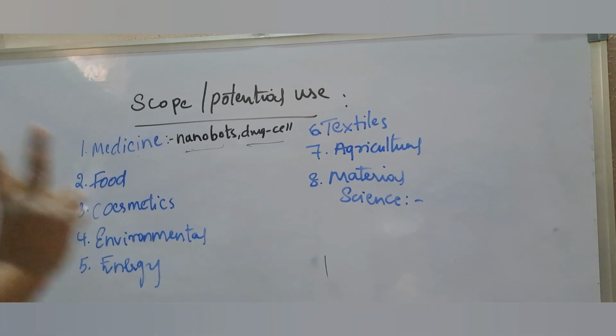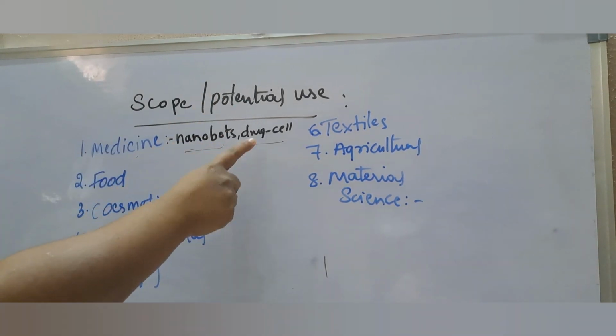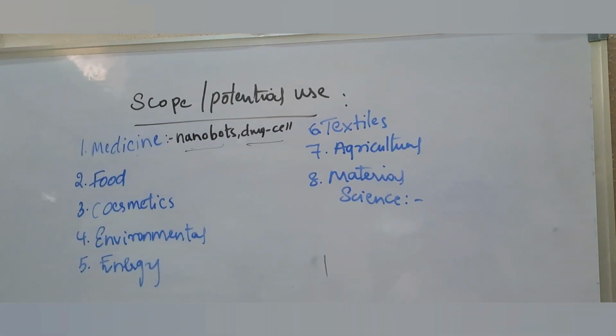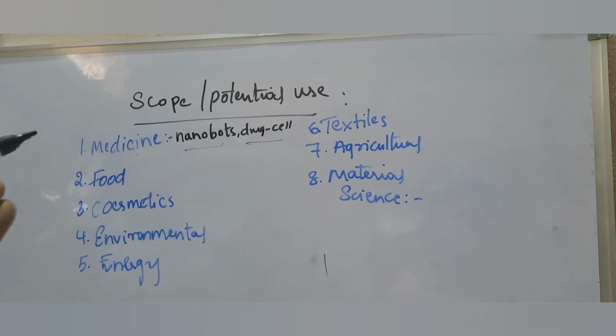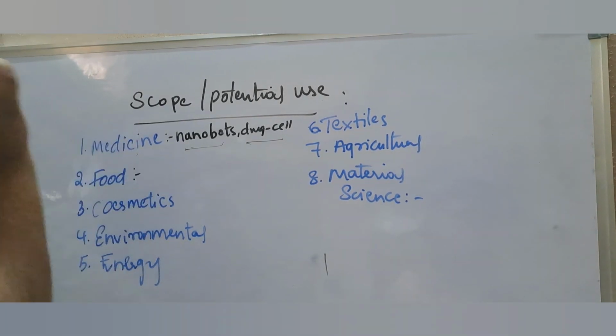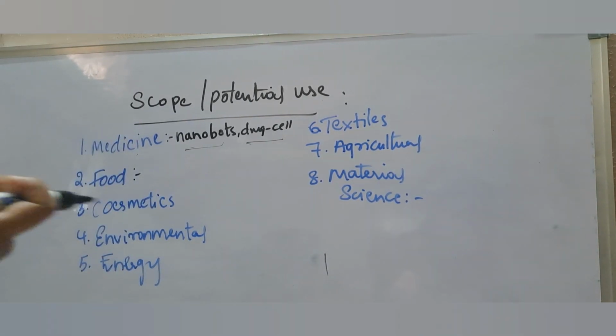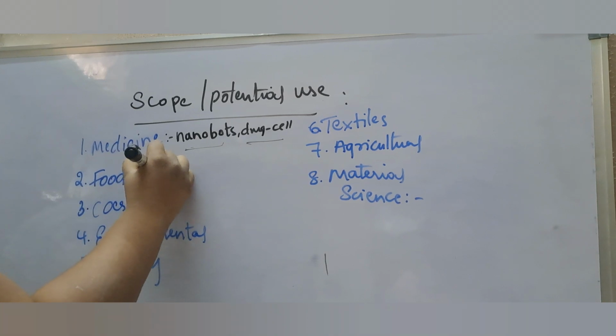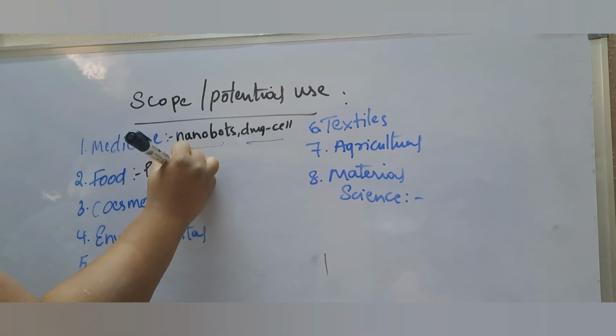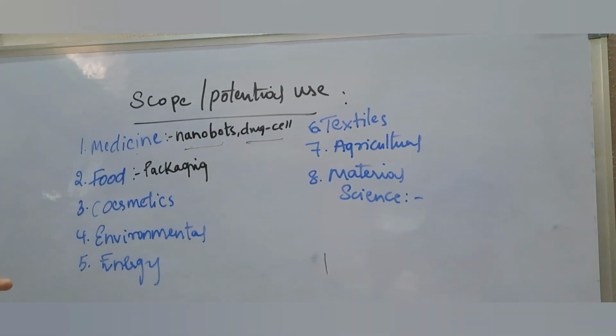So I'm just including 2 points, nanobots and drug-cell or tissue interaction, in the medicinal industry. And coming to the food industry, in the food industry also we are using so many nanotechnologies. For example, for packaging of food materials. For what? For giving long shelf life, right?